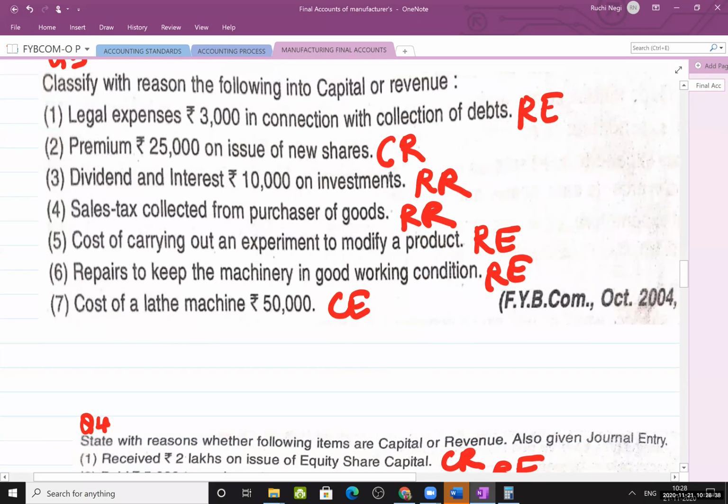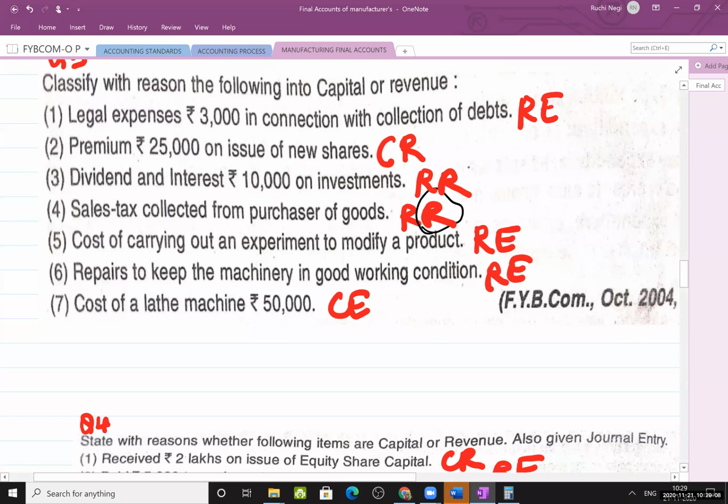Dividend and interest 10,000 on investments. Okay. Investment पे आपको पैसा मिल रहा है. So this is an income. So it's a receipt. And obviously dividend and interest are annual activities, yearly activities, recurring in nature. So it's a revenue receipt. Sales tax collected from purchaser of goods. Okay, so ultimately you have collected tax for goods collection. So this is receipts.